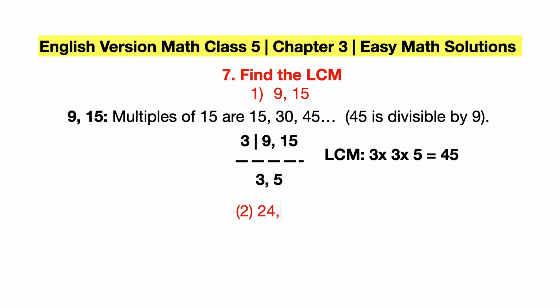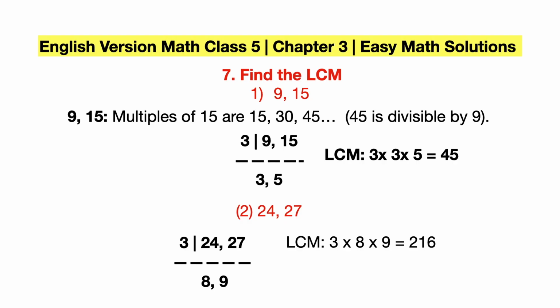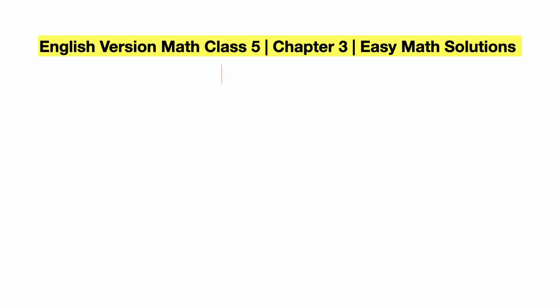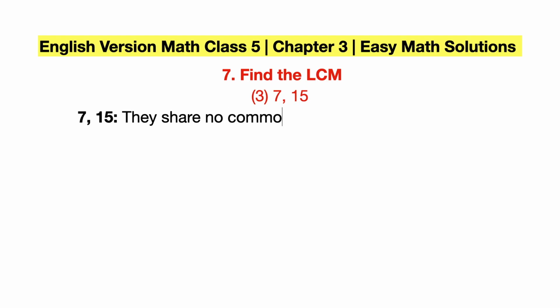Number 2, 24 and 27. To find the LCM of 24 and 27, we can divide by 3, giving 8 and 9. Then LCM equals 3 into 8 into 9, which equals 216. And number 3, 7 and 15. There is no common factor in 7 and 15, so we can multiply them. 7 and 15 multiplied equal 105.